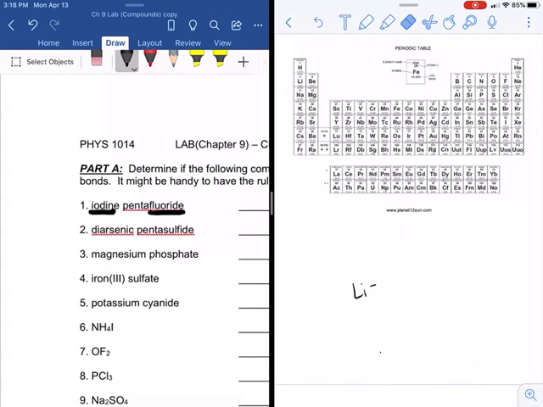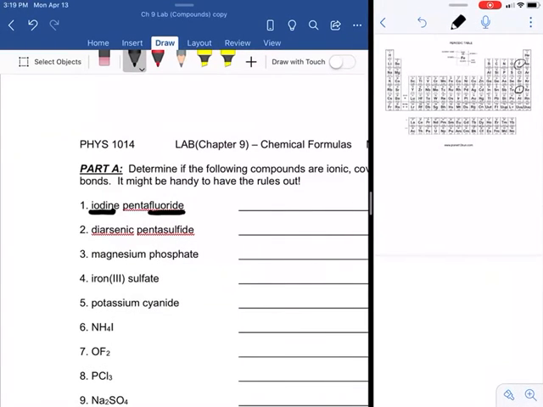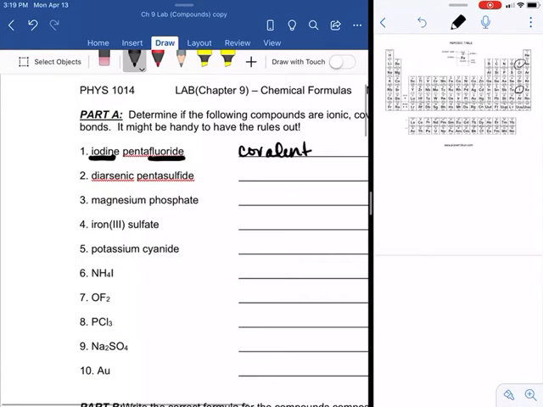Let me erase some of this. If you look at the periodic table, right here is iodine and here's fluorine. So they're both nonmetals. So that's a really good clue that this is a covalent. Okay, so I'm giving you the answer for the first one. Let me go down one.